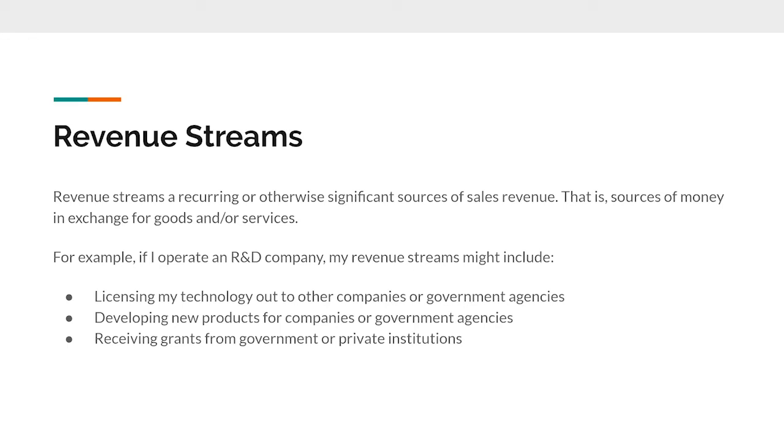So for example, if I operate an R&D company, my revenue streams might include the licensing of my technology out to other companies or even to government agencies, developing new products for companies or government agencies. These are activities that I do in exchange for money. And of course, receiving grants from government or private institutions.